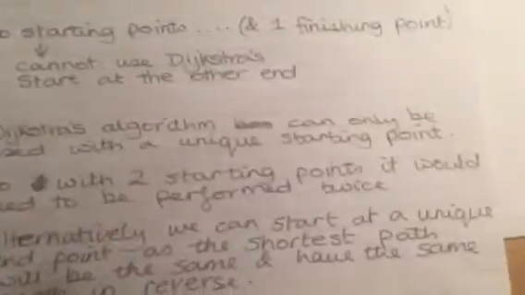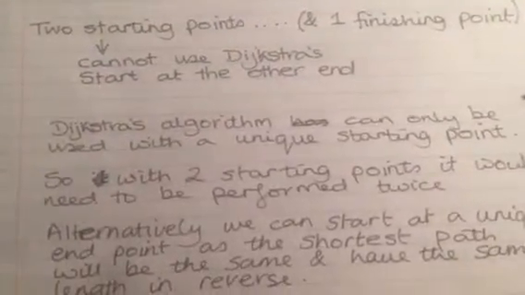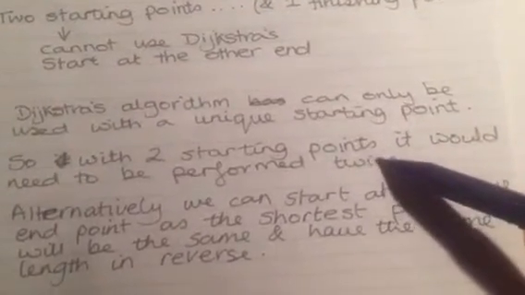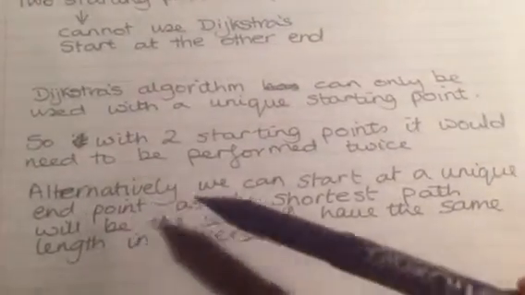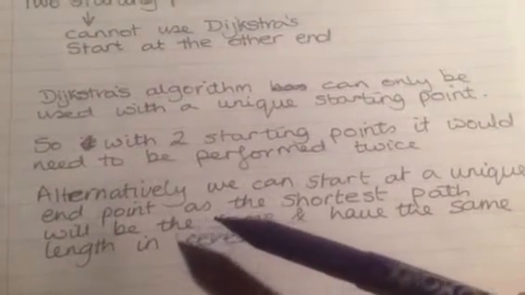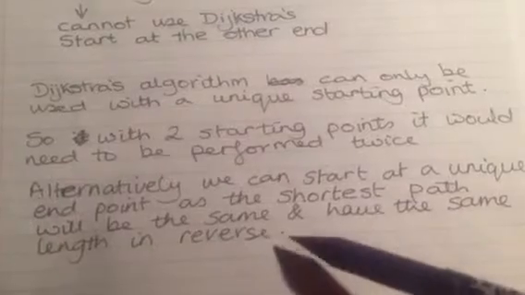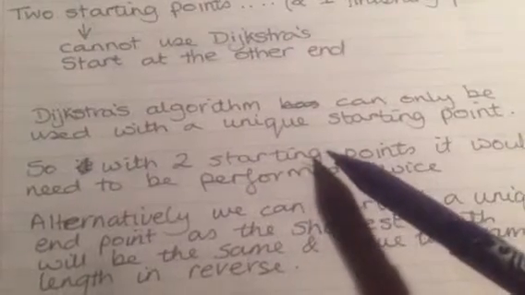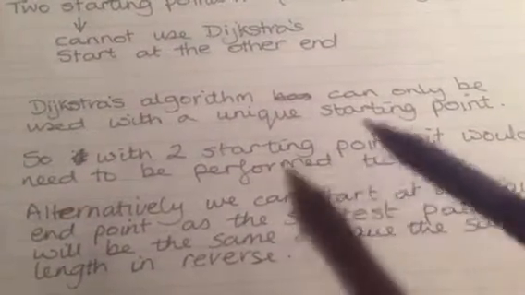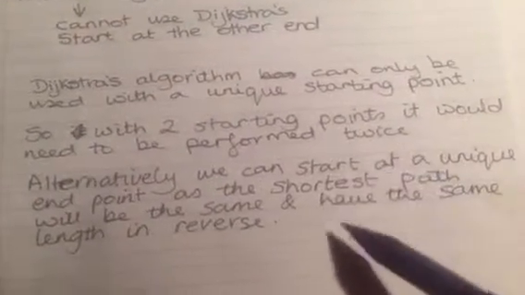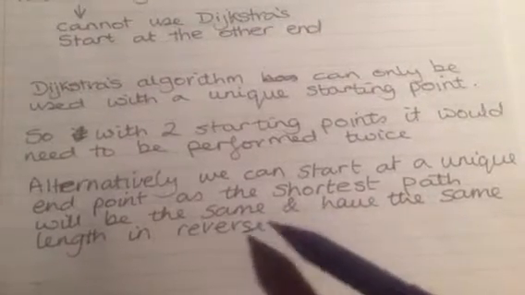If you were trying to explain it, the wording that you need to use is that Dijkstra's algorithm can only be used with a unique starting point. So if there are 2 starting points, it would need to be performed twice. Instead, we can start at the unique end point and work backwards, as the shortest path will be the same and have the same length in reverse. So it's the idea that you cannot do Dijkstra's with 2 starting points. You would need to perform it twice, but you can start at the unique end point and work in the other direction, as the shortest path is the same in reverse.